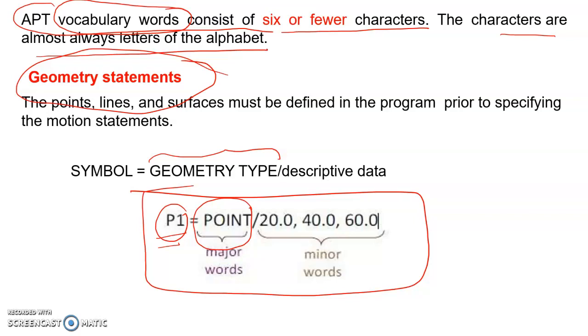Then in this structure, the second one is the descriptive data. Here for point, we are using 3 coordinates or values. That is 20 corresponds to the x-axis, 40 means 40 mm in the y-axis, and 60 means 60 in the z-axis. So three values we are giving, otherwise known as minor words. By this we can represent a point.